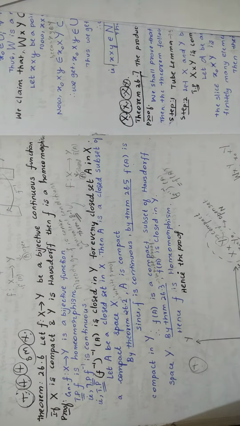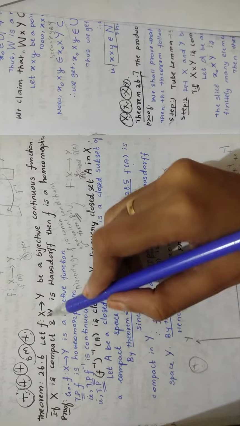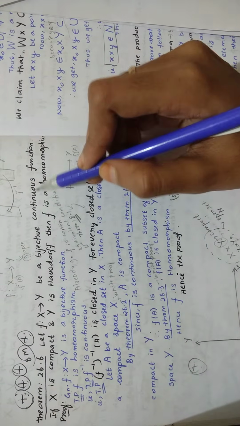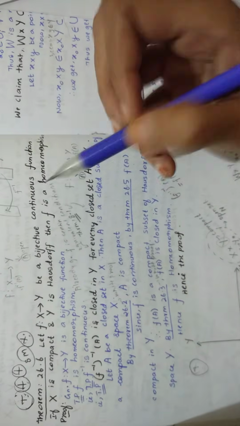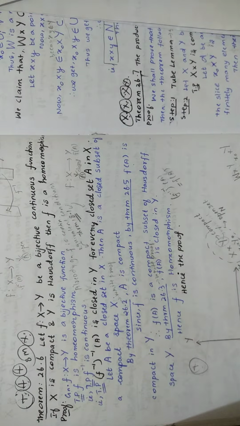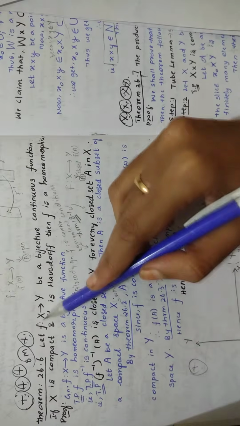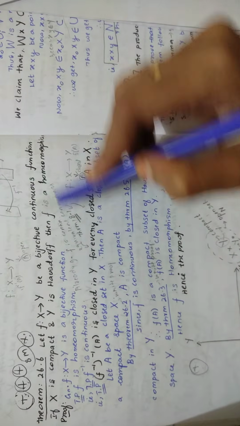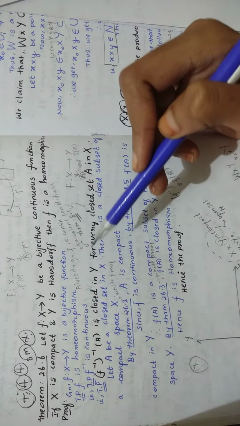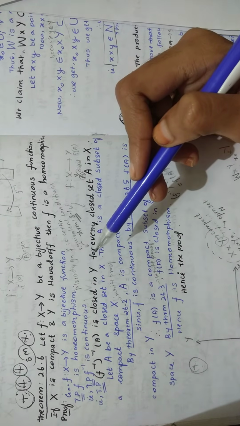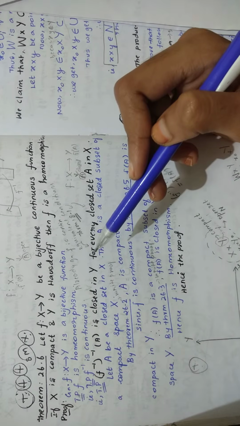In the proof, you first write what is given in the statement. First write: given f from X to Y is a bijective continuous function. You can't see that here, but you have to write it. Then only the proof looks beautiful. Also given: X is compact and Y is Hausdorff. These are the sentences you have to write from the statement of the theorem.